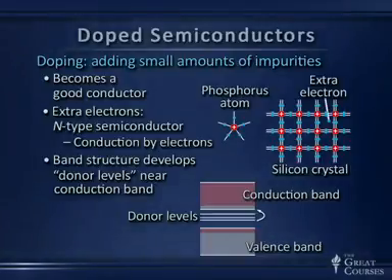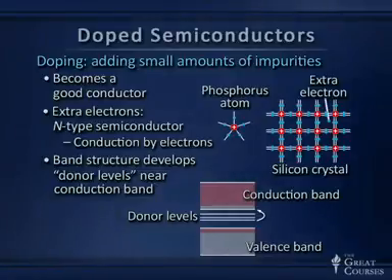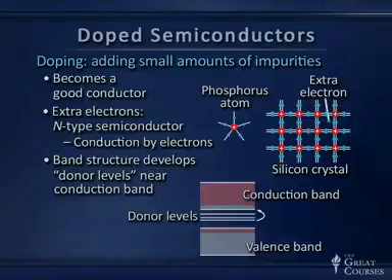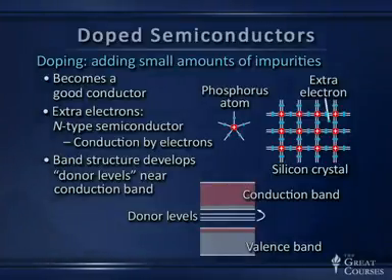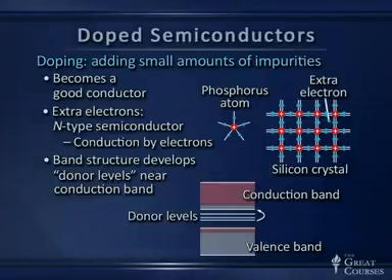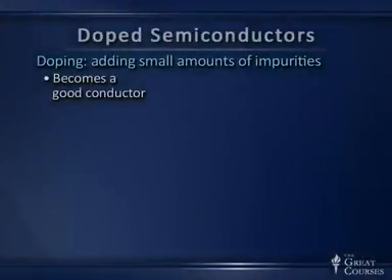And since they're very near the conduction band, it's very easy for small amounts of energy to promote these electrons into the conduction band and cause a lot more free electrons to be there, and so a lot more conduction. So there's the band structure diagram for an N-type semiconductor. Now we can do something else.